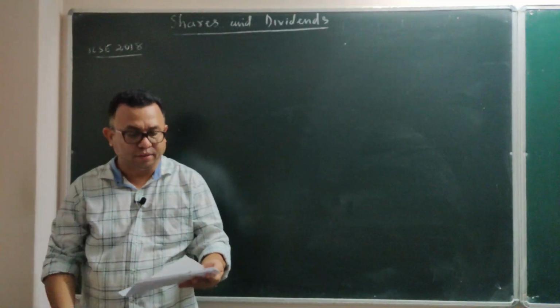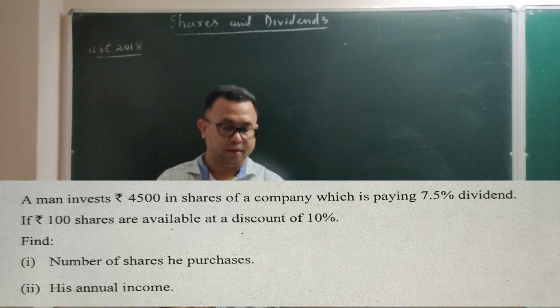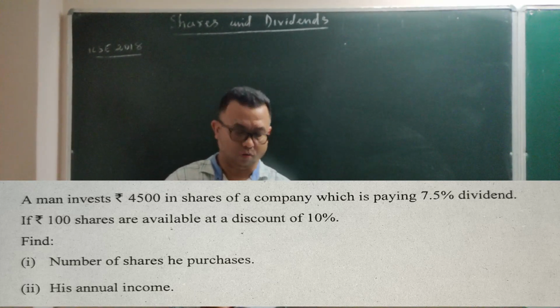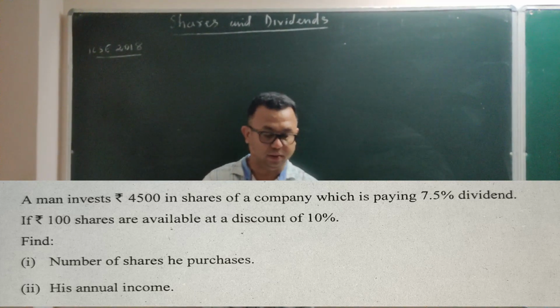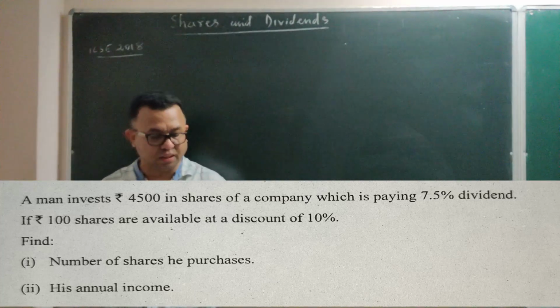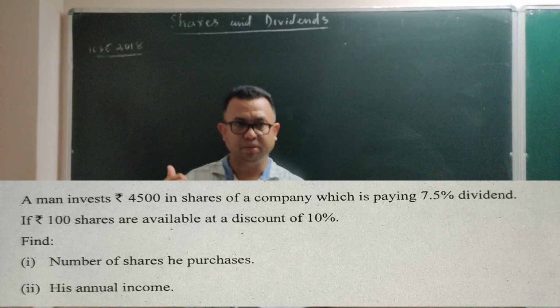A man invests rupees 22,500 in rupees 50 shares available at 10% discount. If the dividend paid by the company is 12%, calculate. Now there are 3 questions which are asked. The first question is, find the number of shares purchased. Number 2 is the annual dividend. Annual dividend means annual income.